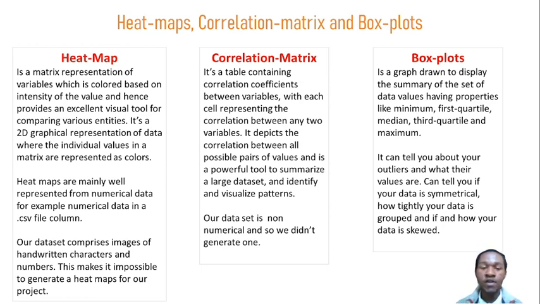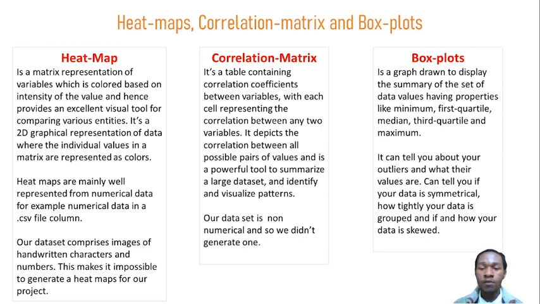Then coming up to the correlation matrix. The correlation matrix is also a table containing correlation coefficients between variables, with each cell representing the correlation between any two variables. It depicts correlation between all possible pairs of values and is a powerful tool to summarize a large data set and identify and visualize patterns. Of course, it's the same case as before. Our data set is made up of entire images, so there's no coming up with a correlation matrix.